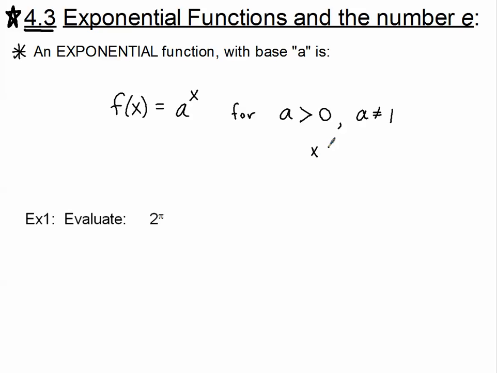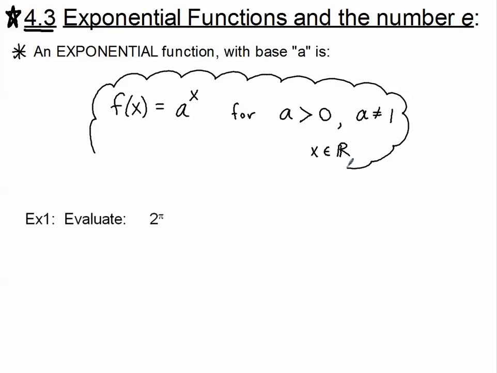And x can be any real number. So x is going to be an element of the real numbers. That's what this symbol means, this little E looking thing. x is an element of the real numbers. It's a part of the real numbers. It's a piece of the real numbers. It is a real number. So those are our little restrictions, but that is what we're going to be dealing with for the next few chapters. For the next few sections.